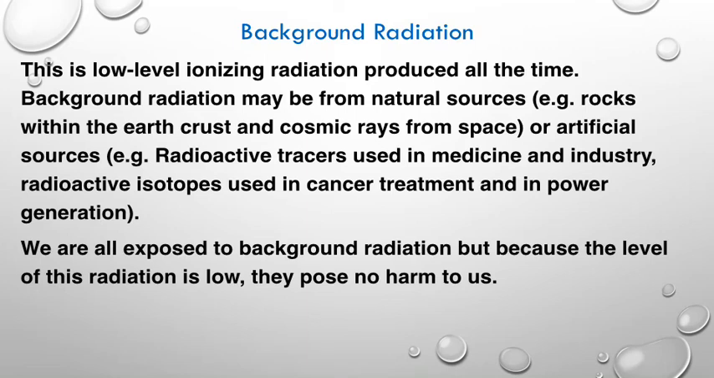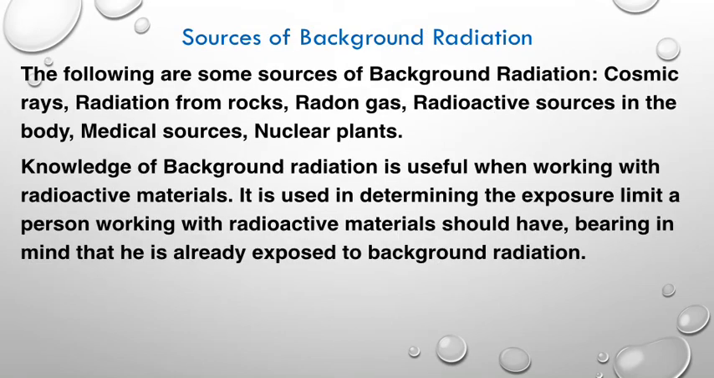So we all are exposed to some form of background radiation or the other. But the level is low. They cannot pose harm to us. Background radiation does not pose harm until it gets to a critical level when it becomes dangerous. But background radiation is at a very low level and doesn't pose harm. As I said earlier, sources of background radiation may be cosmic rays, radiation from rocks, and radon gas. Radon gas is a gas given off by rocks in the Earth's crust. Others are radioactive sources in the body, medical sources, and nuclear plants.